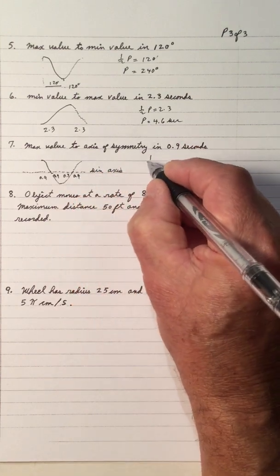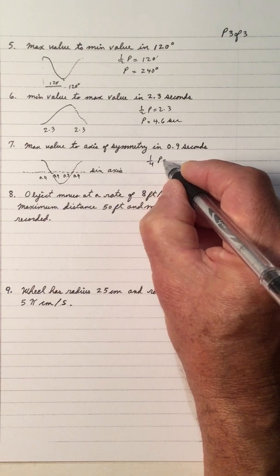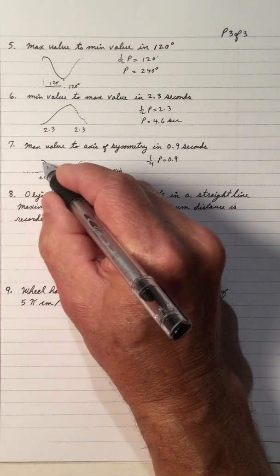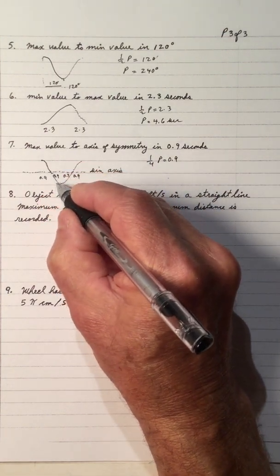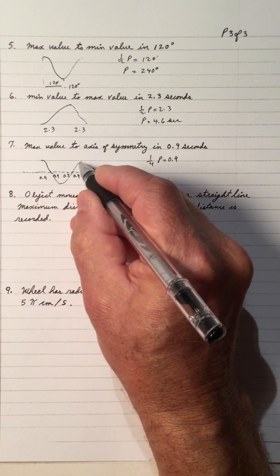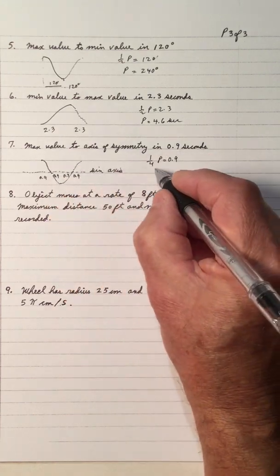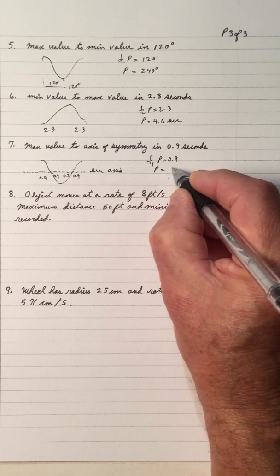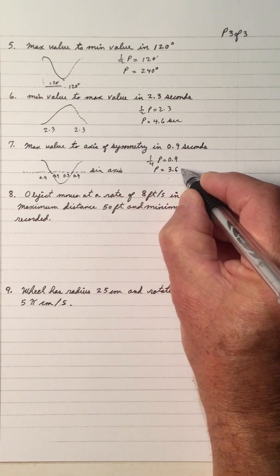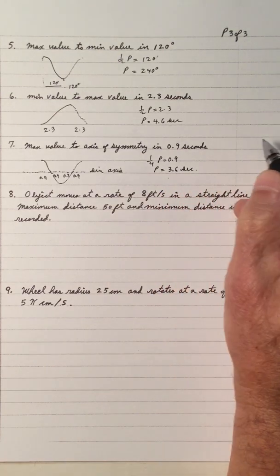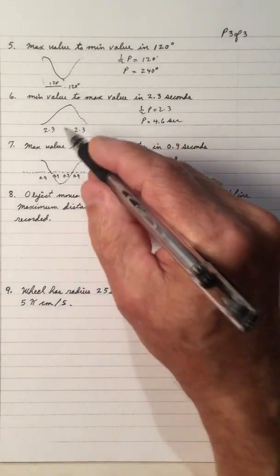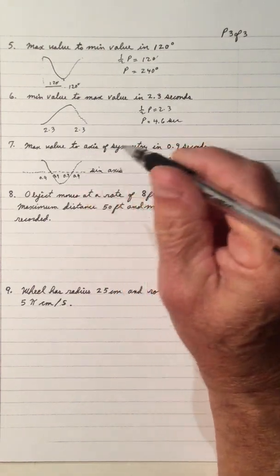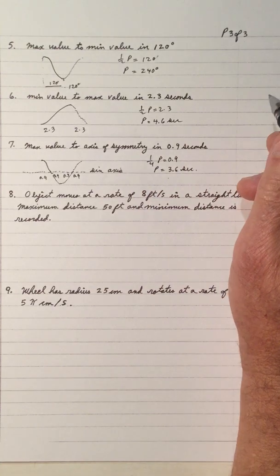So that's 1/4 of the period is 0.9. Again, 1/4, half, 3/4, full. So there's 4 parts. So multiply by 4, you get 3.6 seconds. So maximum to sinusoidal axis is only 1/4 of the cycle, 1/4 of the period.